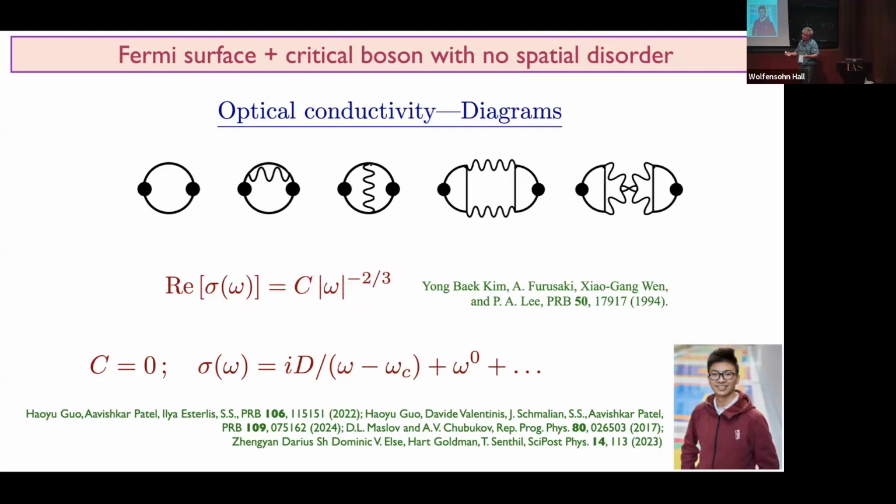Now remember, in a perfect metal, the conductivity is just a delta function. You put in a few impurities, it's a Lorentzian, which decays as omega squared. So there's some very slow decay. And they wrote down these graphs that you have to evaluate, where the wavy line is the boson and the full line is the fermion, and everything they wrote down is correct. And in fact, when we do our large N limit, we get exactly the same graphs that the large N limit tells us we have to evaluate. But this coefficient C turns out to be 0.